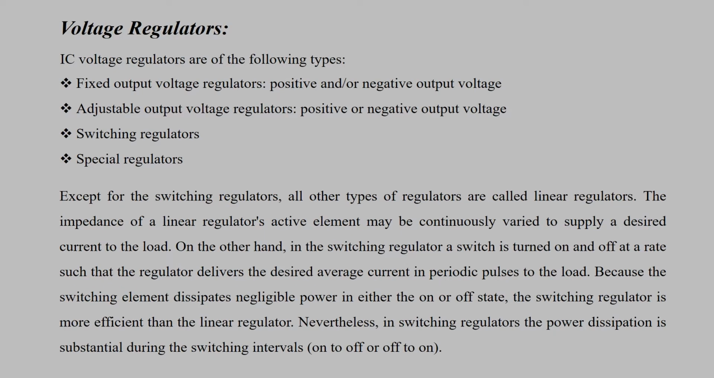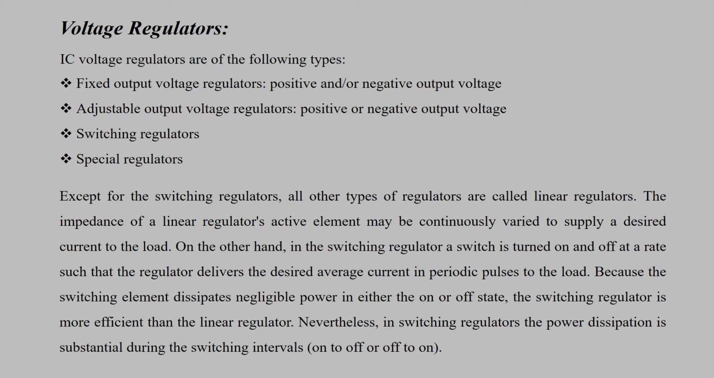IC voltage regulators are of the following types. First one is fixed voltage regulators. They can have positive or negative output voltages. Second one is adjustable voltage regulators. They again can have positive or negative voltages. Third one is switching regulators, and fourth one is special regulators. Except for switching regulators, all other types of regulators are called linear regulators.